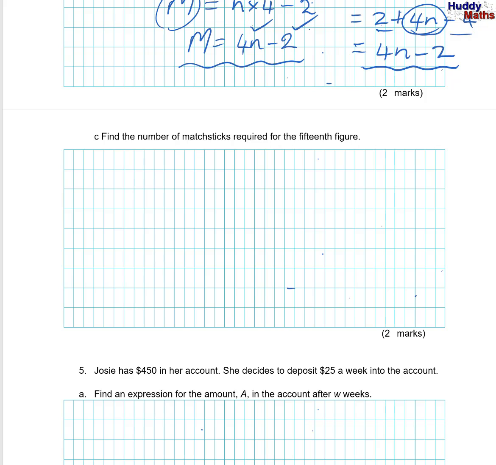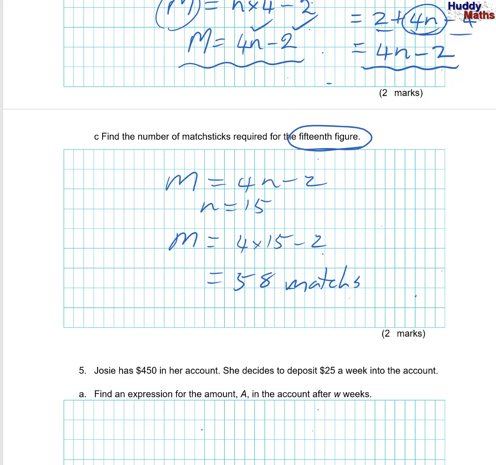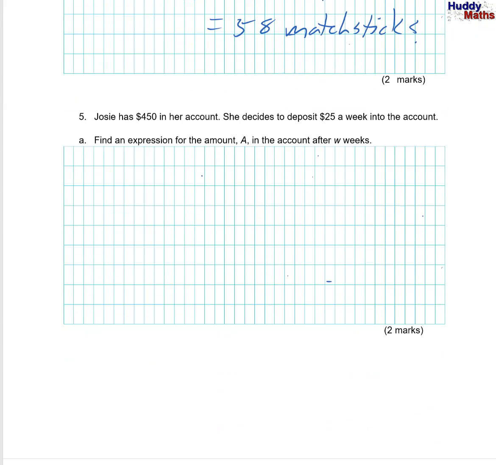Okay, so let's go down and have a look at the last part of that question. Find the number of matchsticks for the 15th figure. Okay, so that's when n is 15. So if we write our formula down and then put n is 15, the number of matchsticks is 4 times 15 take 2. 60 take 2 is 58 matchsticks. Okay, for that 15th figure. Can you see the power of algebra there? You don't have to draw all the figures right up to the 15th figure. You can use a formula to work it out. Okay, let's have a look at the last question here.